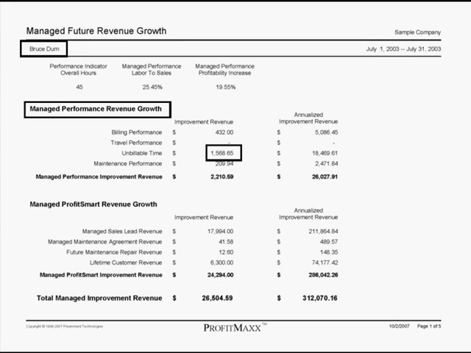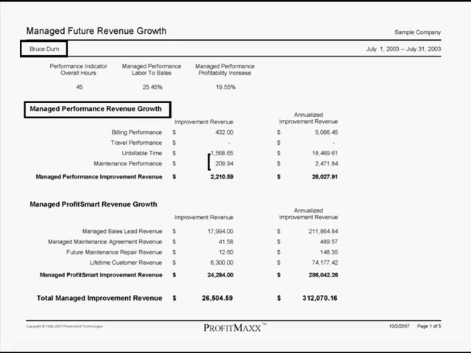Unbillable time is Bruce's bottom line potential revenue increase from the unbillable time analysis report. For Bruce, this totals $1,568. Over the course of a year, this totals $18,469.